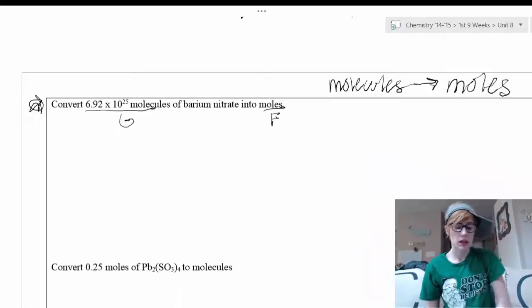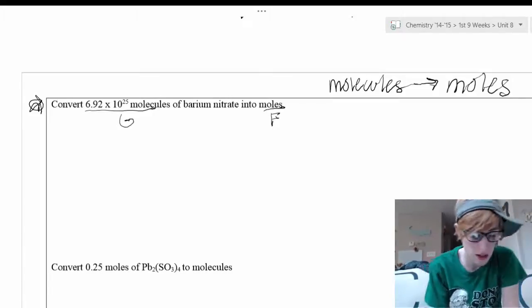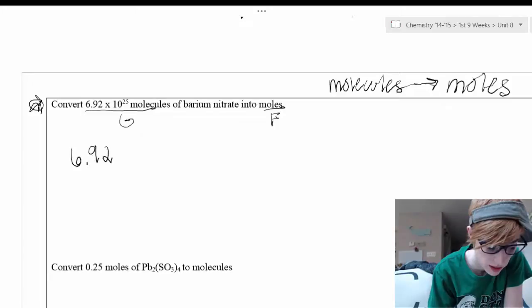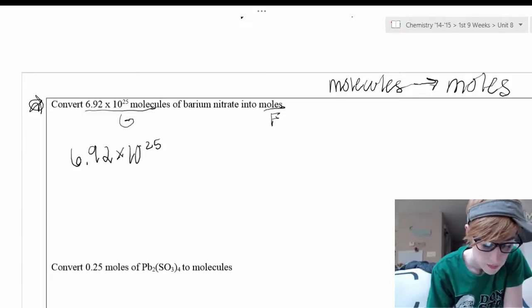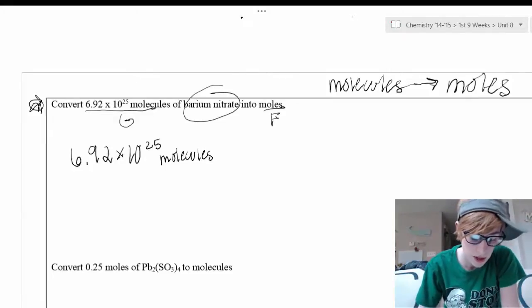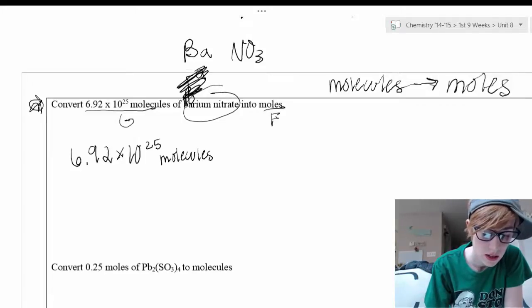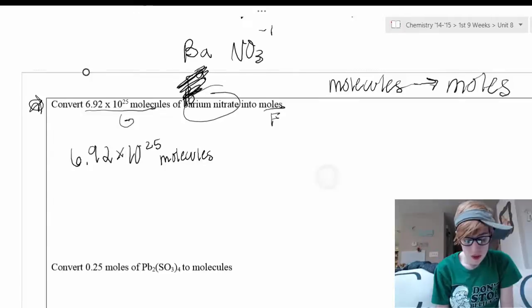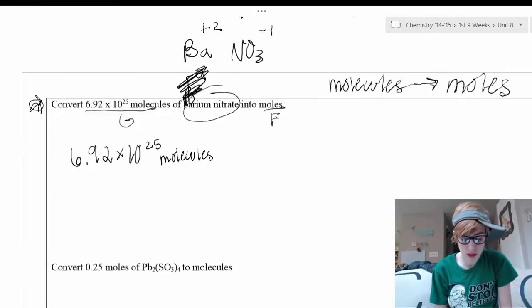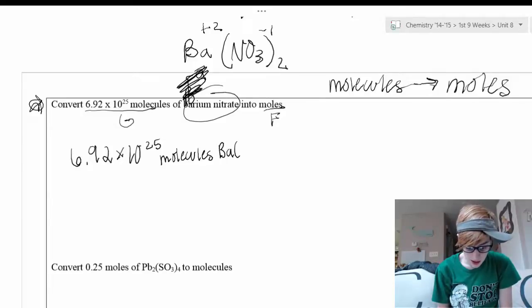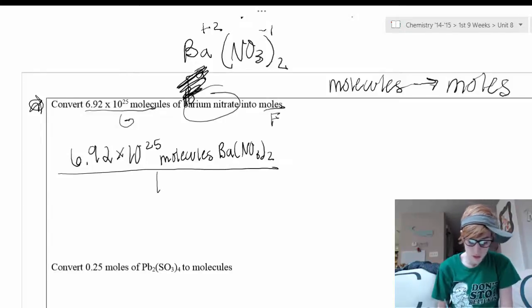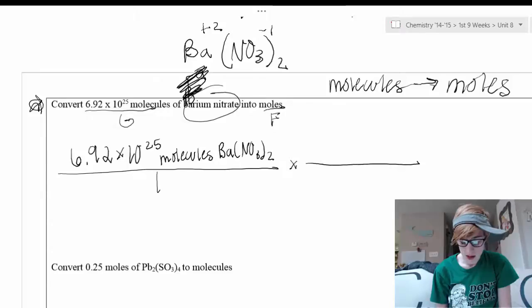That's our thought pattern. I always write my given as over 1, so it's 6.92 times 10 to the 25th molecules of barium nitrate. So I have to write out barium nitrate. Barium is Ba, nitrate is NO3 with a -1 charge. Barium is in group 2, so its charge is +2, so our formula is Ba(NO3)2. So I have this many molecules of Ba(NO3)2, and you actually have to write all of that out when you're doing the problem, and it's always over 1.